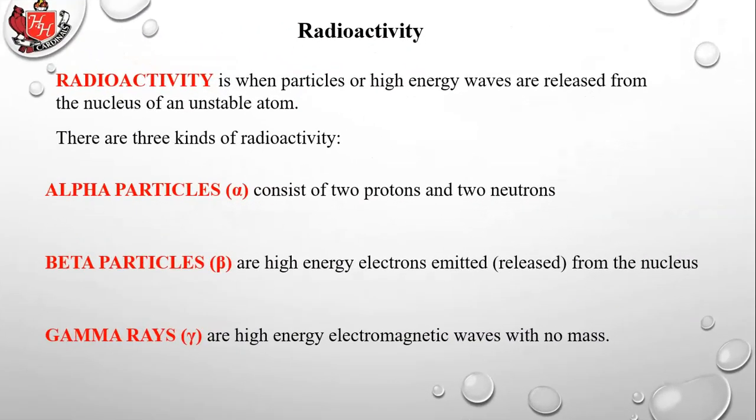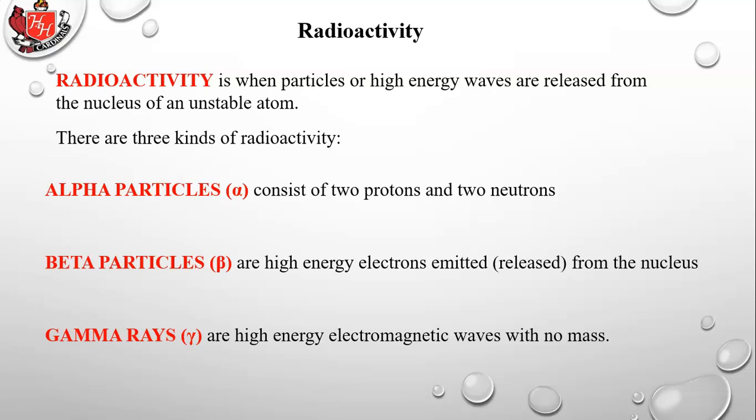Okay, radioactivity. It's a word that you've heard before, so now you're going to learn what it is. Radioactivity is when particles or high energy waves are released from the nucleus of an unstable atom. Generally, these are very large atoms like uranium, but they don't have to be. Carbon has radioactive isotopes that are used for dating fossils and ancient relics, and there are smaller atoms that can have radioactive isotopes. It's usually just one isotope of an atom that's radioactive, not every isotope. So there are three kinds of radioactivity.